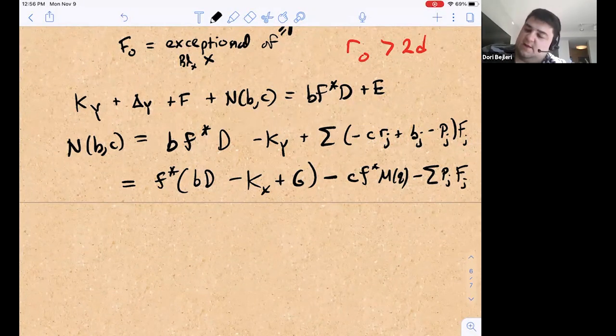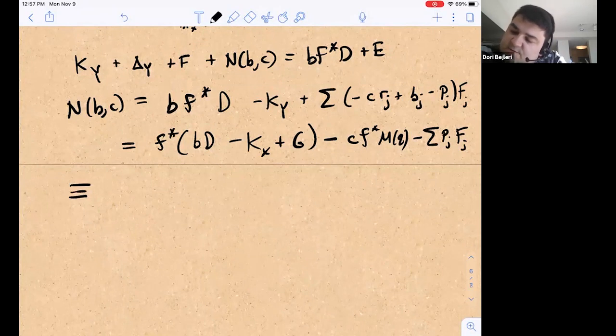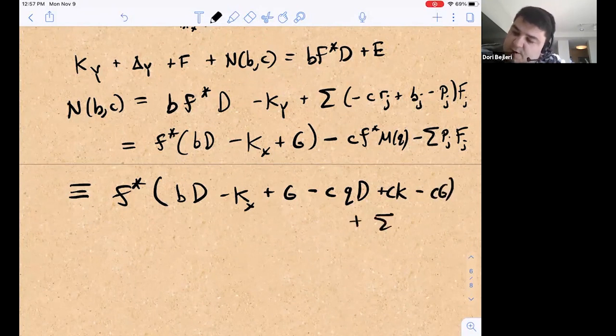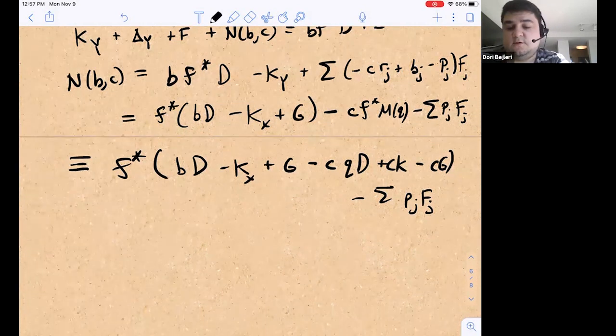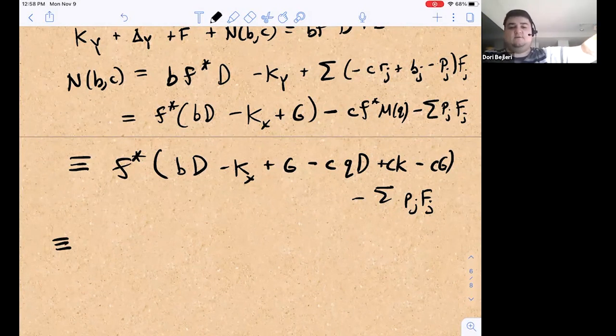Okay, and now we use that M of Q is numerically equivalent to QD minus K plus G. So this whole thing is numerically equivalent to f upper star of BD minus KX plus G minus C times QD plus CK minus CG, plus our perturbation, or sorry, minus our perturbation. And then we rearrange some things around. Let me just skip a few steps. Basically, we put together the terms with D's, and we put together the terms with K's and G's. We separated because we know about AD minus K plus G, so we want to separate out an AD from everything.